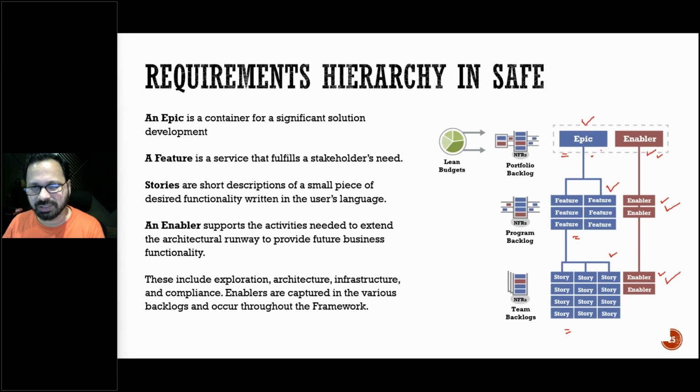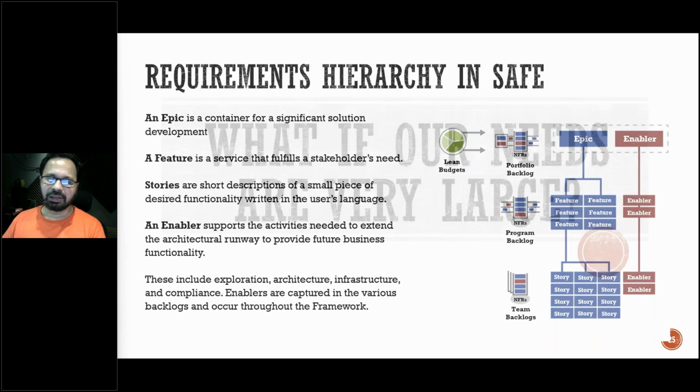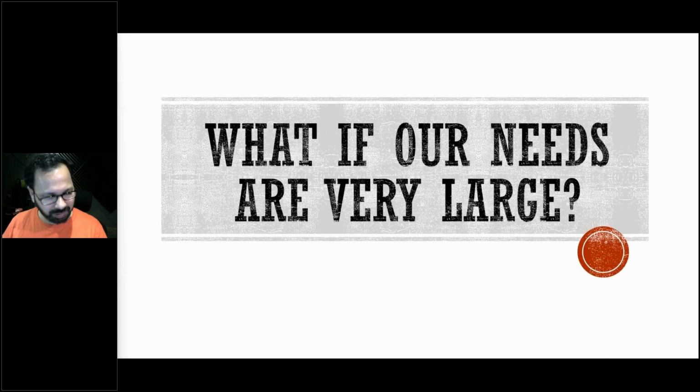Now the question is, what if our needs are large? If our needs are very, very large, and we already talked about large needs, we require a team of teams. The team-of-teams concept was the Agile Release Train concept, the ART concept.